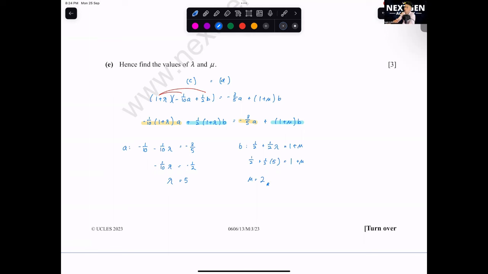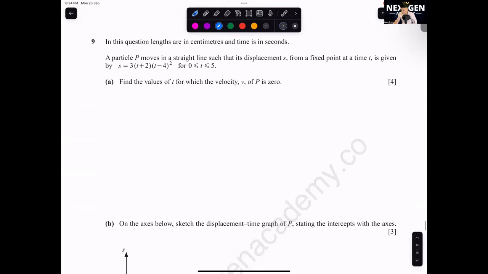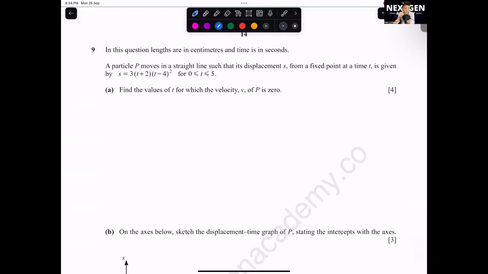Okay, let's go to question 9. I think my students who did this paper got a bit stunned here because they asked you to draw a graph. So you all need to know in your IGCSE exam, you need to know 8 plus graphs. The plus 3 is the one from kinematics. So you need to know how to draw your ST graph, your VT graph, and your AT graph also.